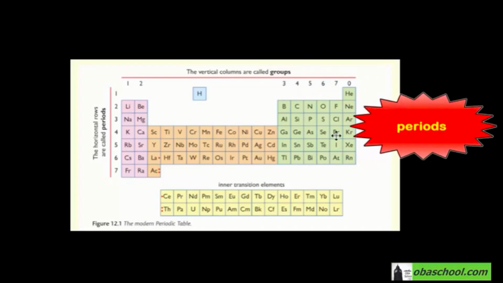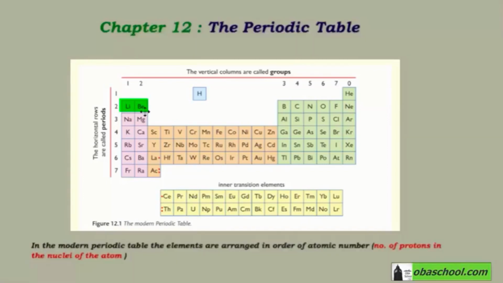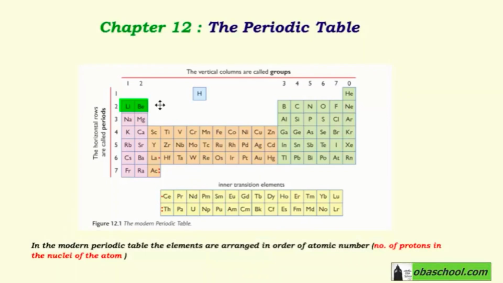For example, lithium, sodium, and potassium are found in the same group, since they are in the same column. However, lithium and beryllium are found in the same period, since they are in the same horizontal row. So group is vertical and period is horizontal.